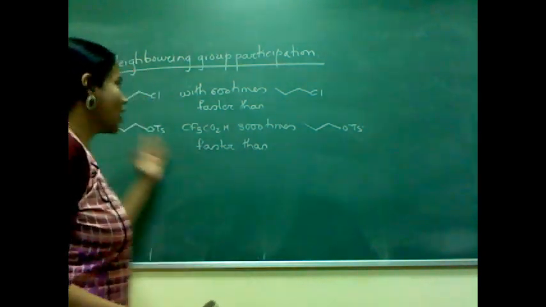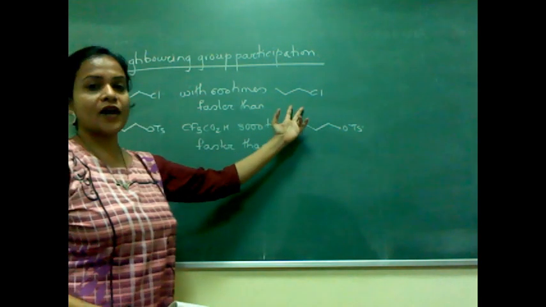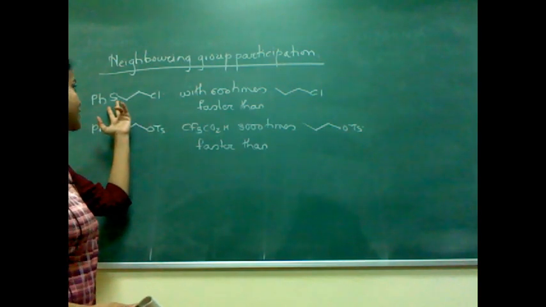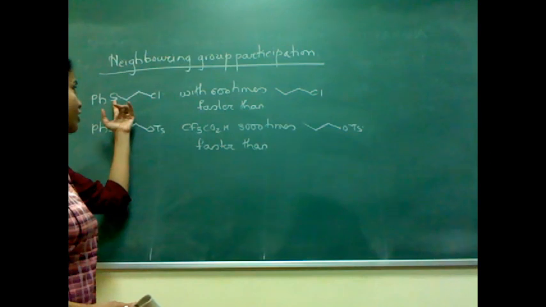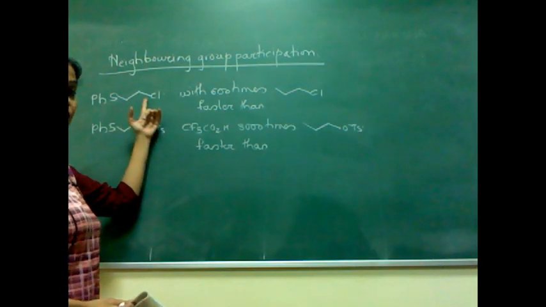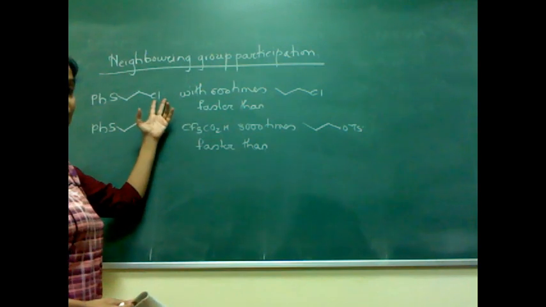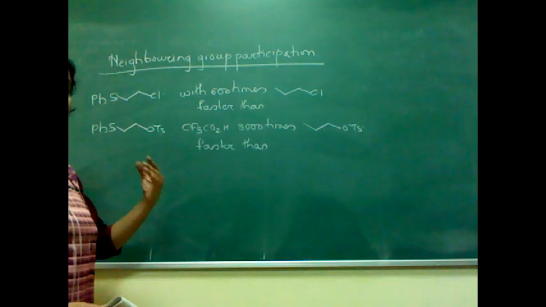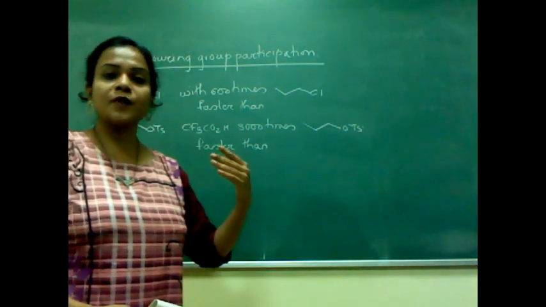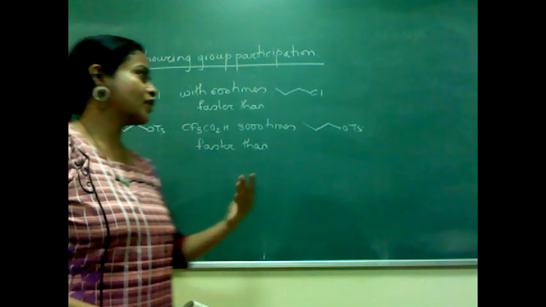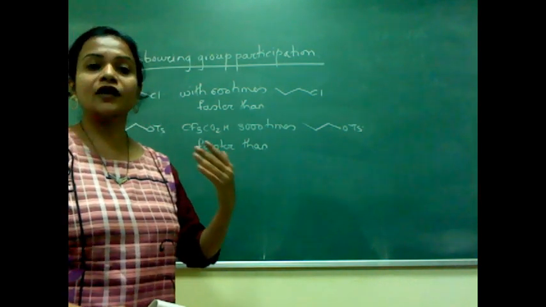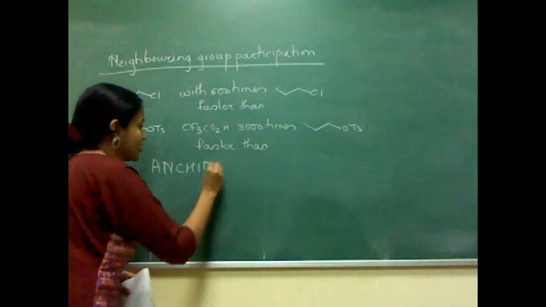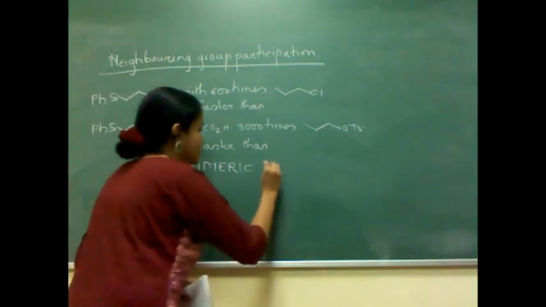Let us try to understand in detail why each of these substrates is reacting faster than the other. If you look at this particular substrate and compare it with this, one of the driving forces responsible is that the sulfur possesses a lone pair of electrons, which easily knocks off the chloro group, leading to a faster rate of reaction. This particular driving force, offered by a group which possesses a lone pair of electrons and is responsible for neighboring group participation, is known as anchimeric assistance.